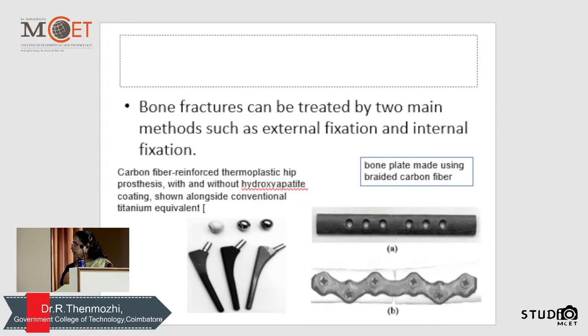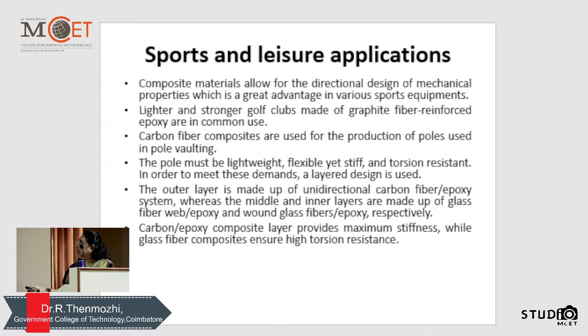So these are some of the examples. And similarly in the sports field, right? We have so many applications in golf and also in tennis rackets, where the racket is woven from different filaments. Carbon fiber composites are also used for the production of poles used in pole vaulting, because the pole can be of lighter weight but flexible enough, and also very stiff if you use this kind of textile elements. That mainly uses glass fibers or CFRP fibers with epoxy.